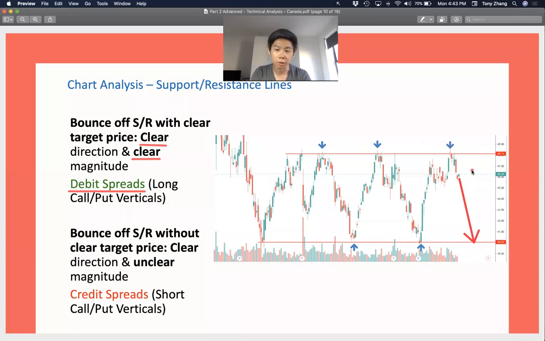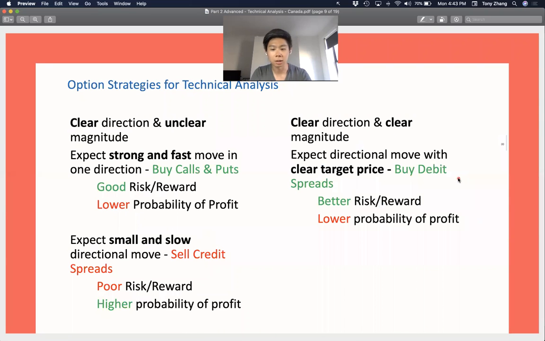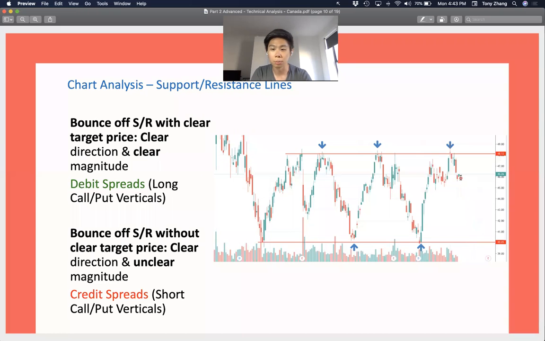Now, on the flip side, if you think the stock is no longer bullish and you think it's going to maybe sit within this range for a little bit, maybe like what happened here, right?